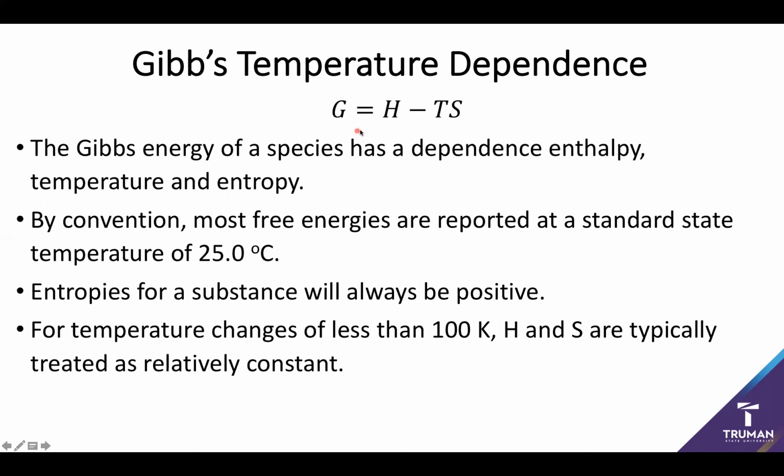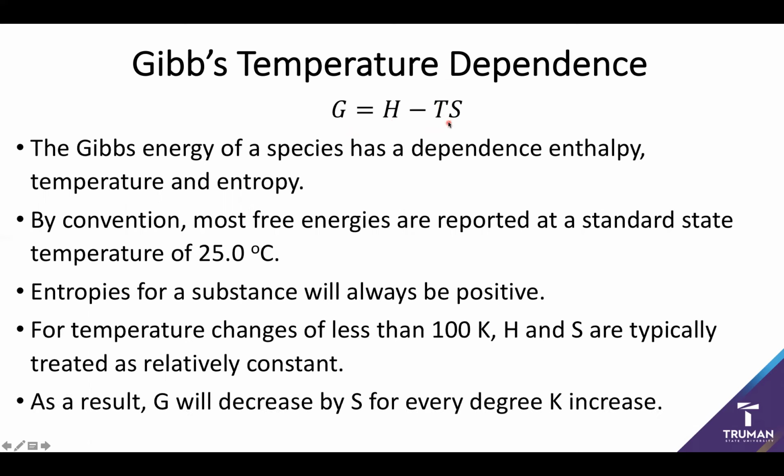And again, it is going to be worth noting that if you're assuming relatively small temperature changes, so less than 100 degrees C or Kelvin, we're going to treat entropy and enthalpy as relatively constant. In truth, you'd have to bring in heat capacities, but it's not bad. So in this case, I can treat my entropy as relatively constant.